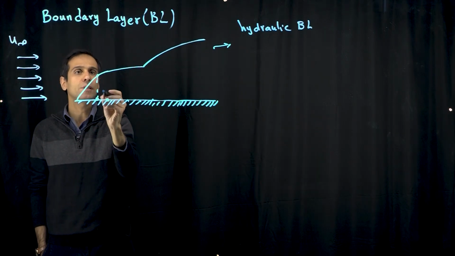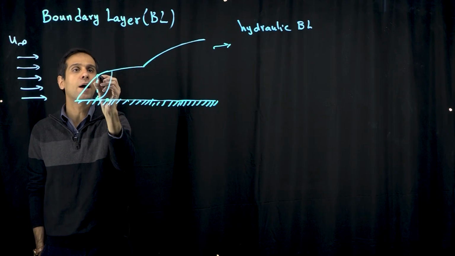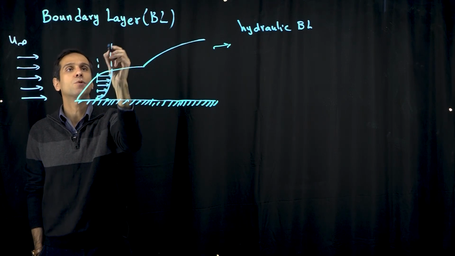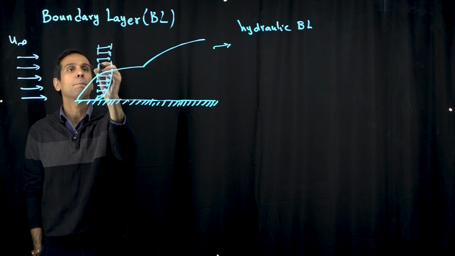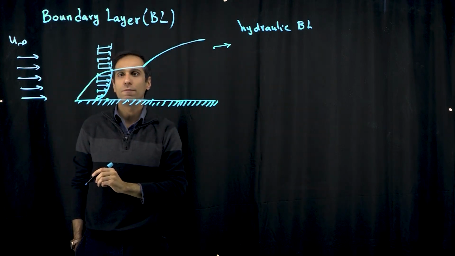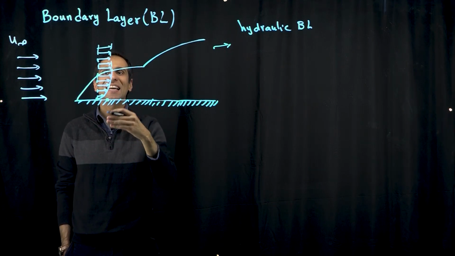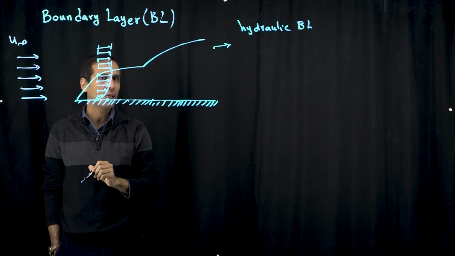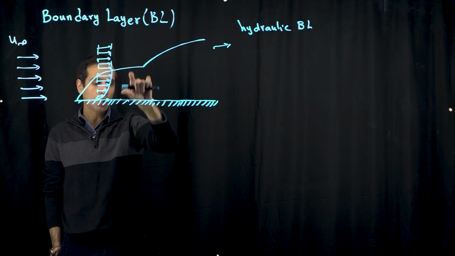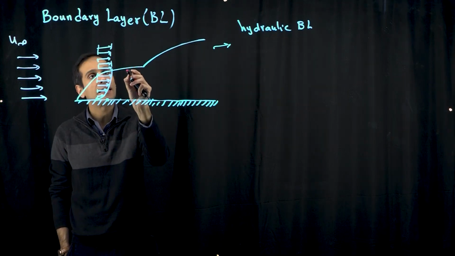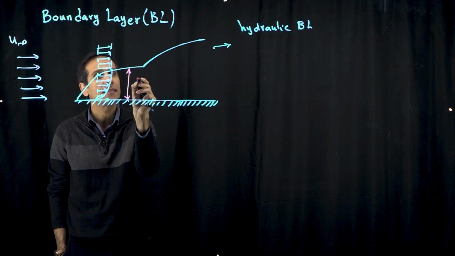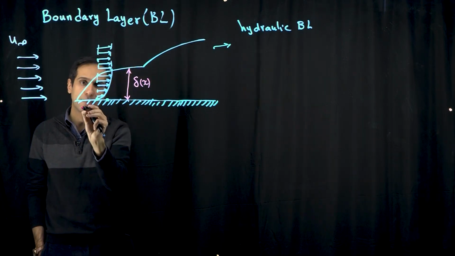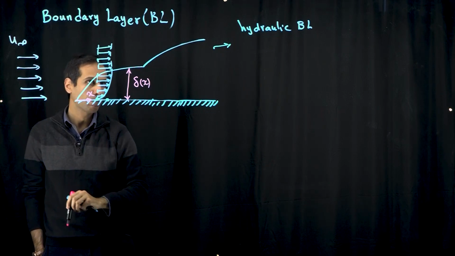In this region, the velocity profile evolves. Right after that, the velocity profile doesn't change. So that's the region where the velocity profile experiences its change in shape. As you can see, the thickness of this boundary layer, which is called boundary layer thickness and is denoted by delta, is a function of x. This is the x direction.